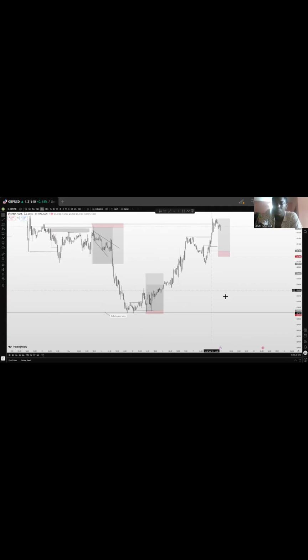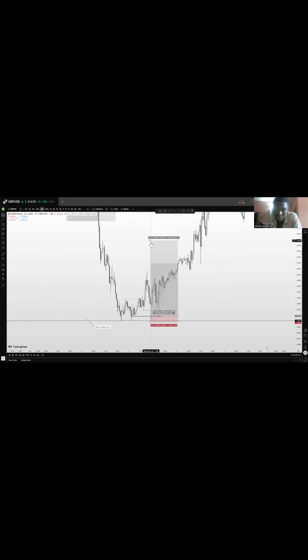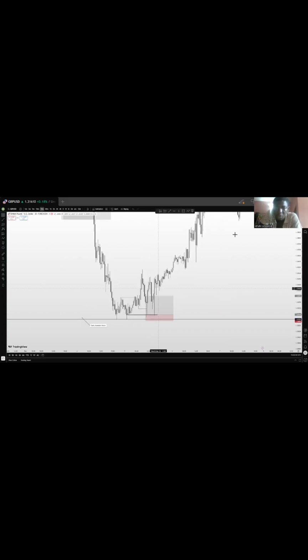So the second trade I saw is this trade right here. Let's bring this down. If you observe what happened here, price was accumulating here for a while.